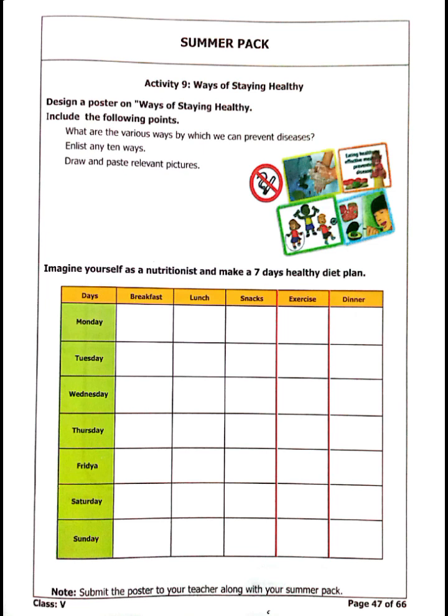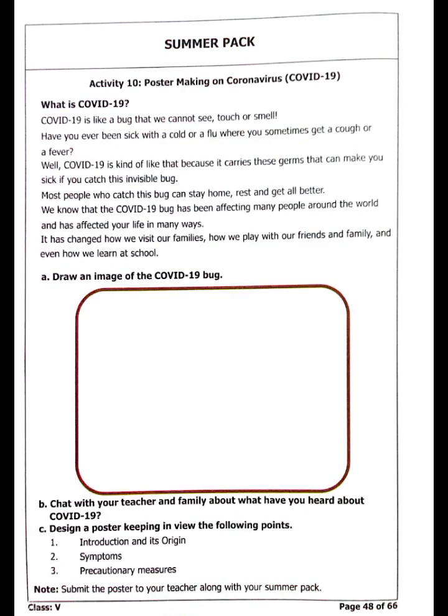Next question is imagine yourself as a nutritionist and make a 7 days healthy diet plan. Here you are given a table and the 7 days of the week. You have to make a timetable for your healthy diet plan. You have to complete this table on your own. Activity 10 is also your work of poster making.